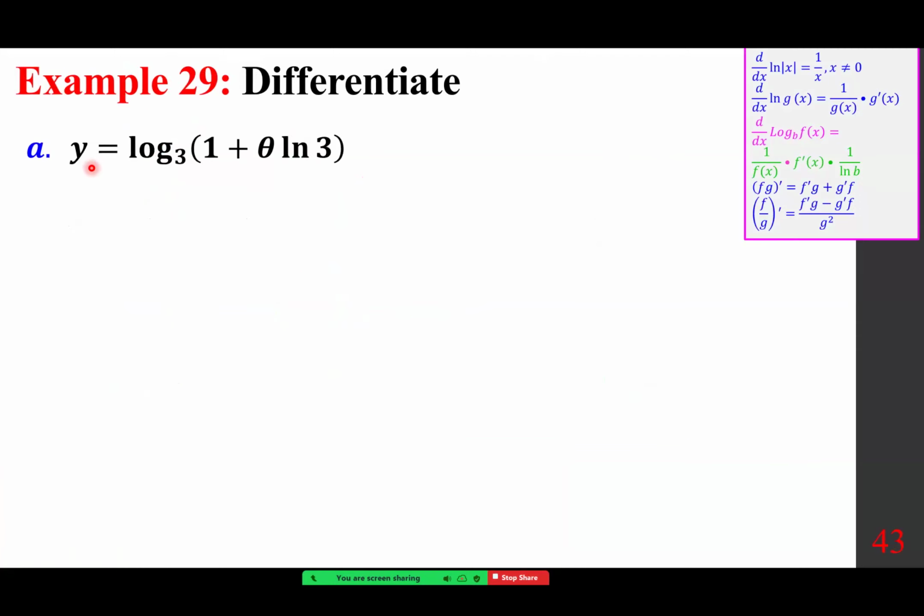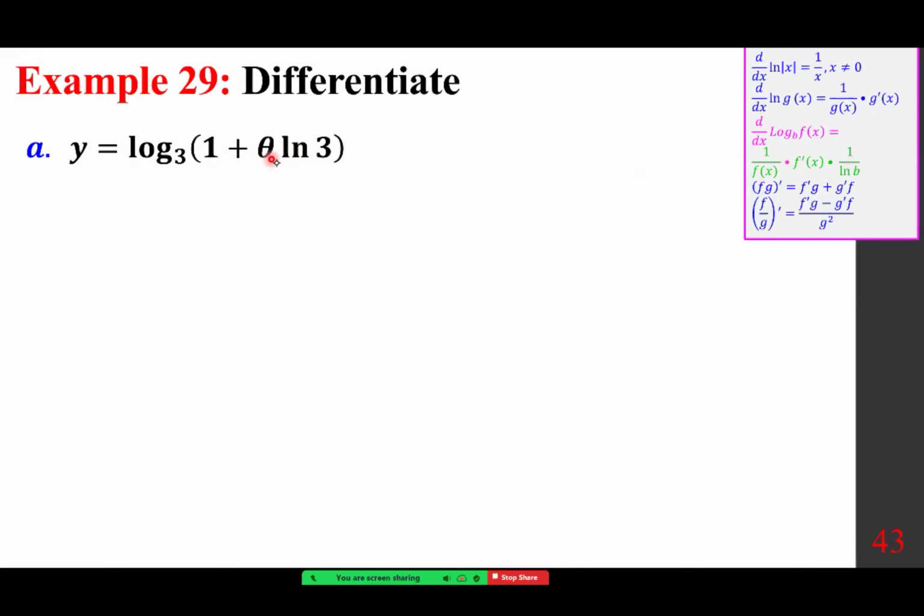We want to differentiate y equals log base 3 of 1 plus theta ln 3. And I'm going to look at it from two different points of view. Number one, I'm going to differentiate it just the way it is because I can't simplify the log further. I can decompose the log. So the very first step, according to this formula, is to flip over, 1 over f of x, in this case f of theta, I would say.